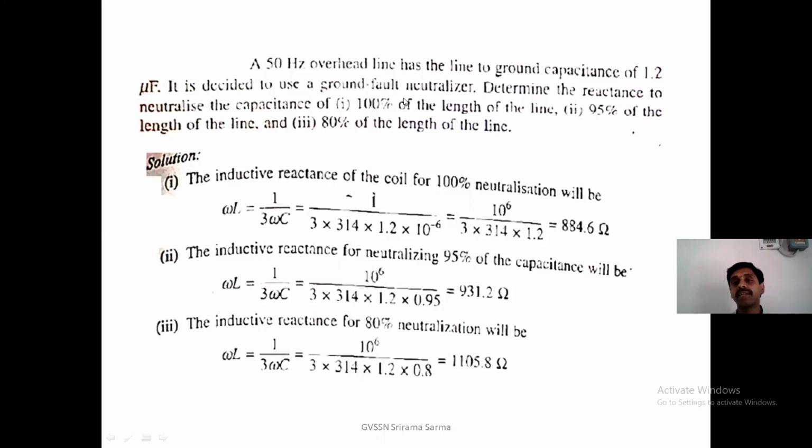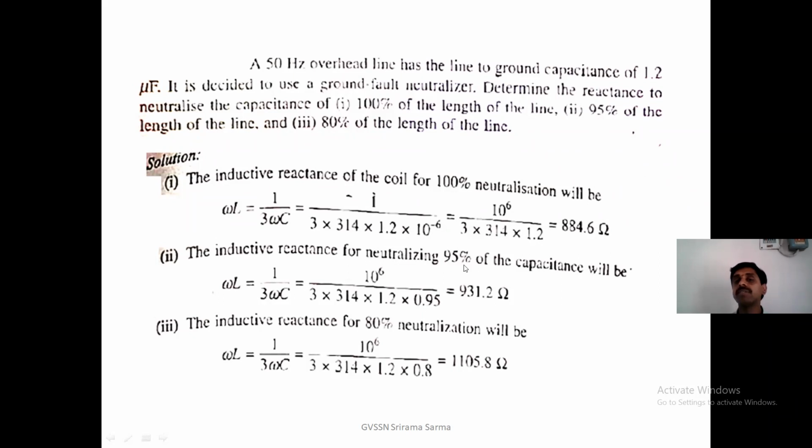A 50 Hz overhead line with capacitance 1.2 microfarad uses a ground fault neutralizer, that means Peterson coil. Determine the reactance to neutralize the capacitance of 100% length of the line, 95% length of the line, and 80% length of the line. For all these, it is simple: omega L is equal to 1 by 3 omega C. If you are taking 100% length of the line, you take the capacitance directly, 1.2 into 10 power minus 6. You calculate the inductance.